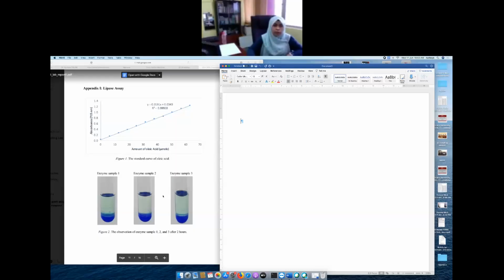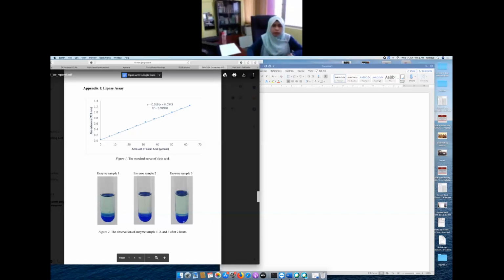For the assay, we have 3 pickets: 1, 2, 3. Okay, this is important. We need to do 3 pickets so that we get consistent results. We want to see the consistency of the assay that we did.